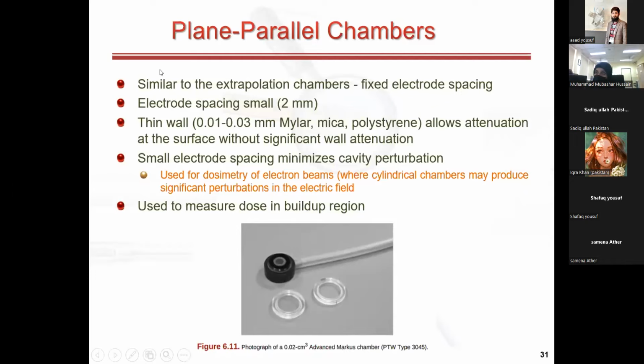In that case, because the electrons of the electron beam can affect the uniformity of the electric field, and they can cause a significant perturbation in the electric field, plane parallel chamber is again the best chamber, that would not cause any significant perturbation in the electric field in the spacing between these two electrodes. So these plane parallel chambers are also used to measure dose in the buildup region or for surface dosimetry. For measurement of dose in a build-up region, we need to add a layer of phantom above the surface of this chamber.